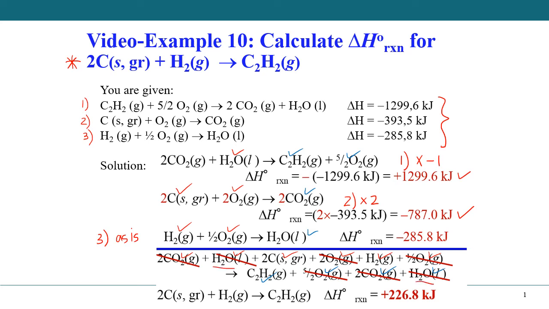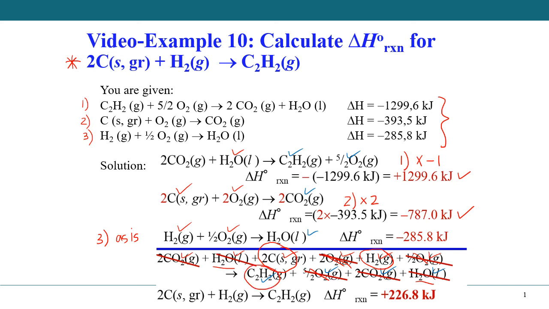The carbon remains as is. So there we go, that's one of our targets. That stays exactly where it is. The oxygen cancels as well. There's 2 oxygens plus half an oxygen, which is 2.5, which means that cancels with 5/2, which is 2.5. So these oxygens cancel with that oxygen. Okay, the hydrogen is what we're interested in, and then we're left with the acetylene.